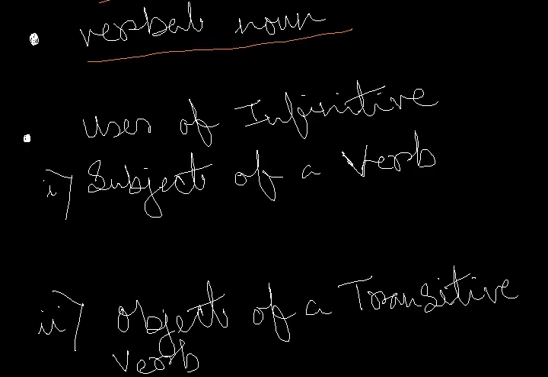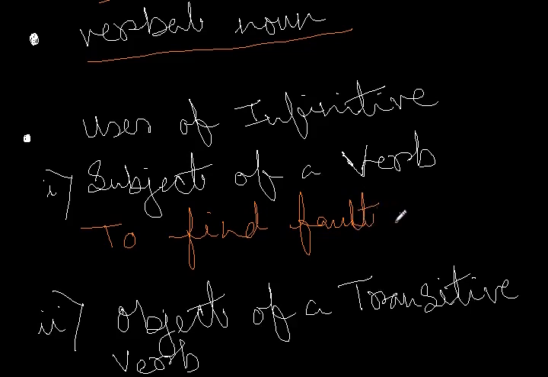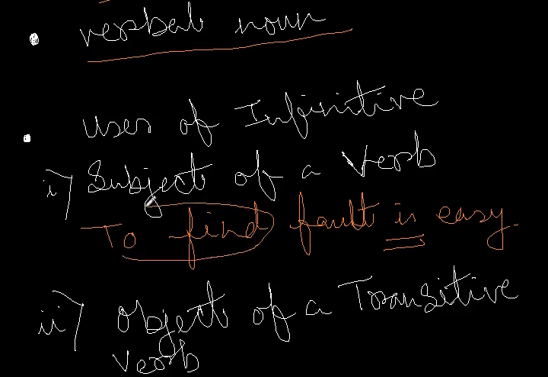An infinitive may be used as the subject of a verb. For example, "To find fault is easy." Over here, as we can see, the verb is "is" and the subject of the verb is "to find". So here the infinitive "to find" acts as the subject of the verb.